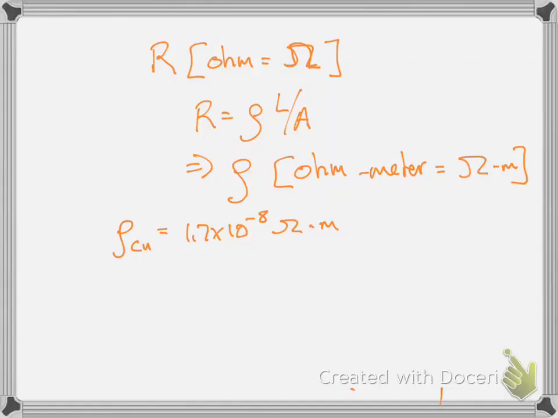Let's look at something else. The resistivity of aluminum. Actually, I'm not sure. I think it was aluminum that I said was higher. Maybe I was right. The resistivity of aluminum is 2.7 times 10 to the minus 8 ohm meters. So these are things that have relatively low resistivities that we use for wires.